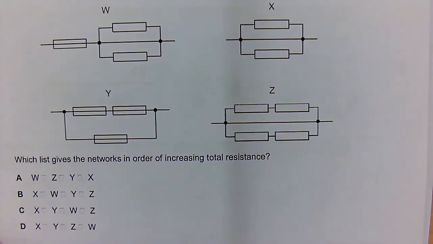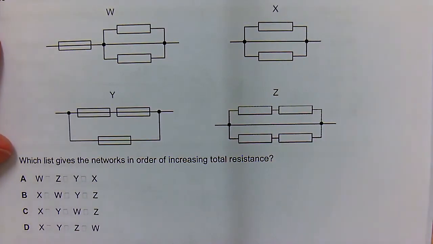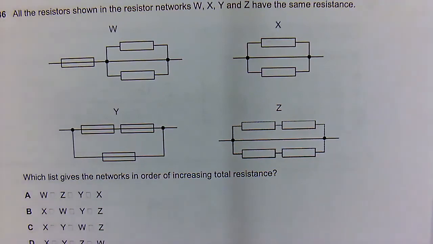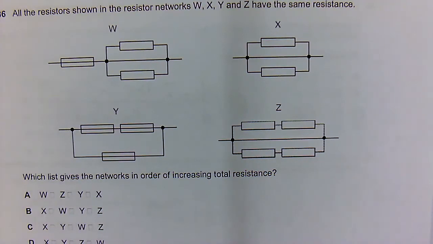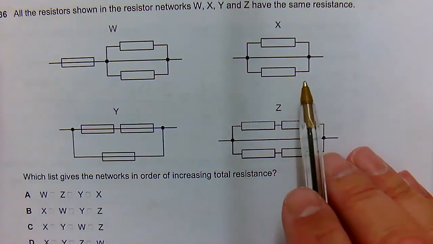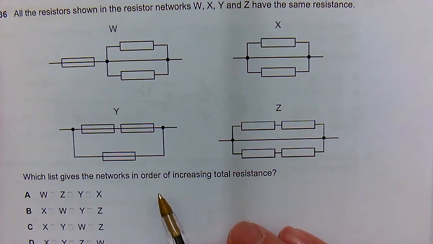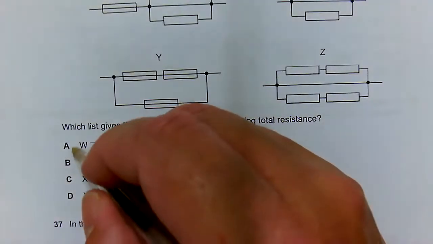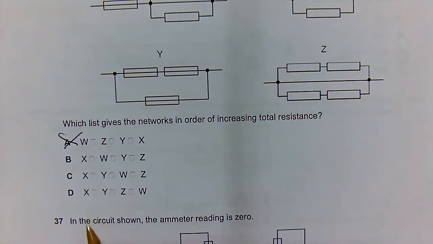Next one, you've got all the resistors, and these are supposed to be resistors, they're not fuses. I do apologize about it doing weird things. So it says all resistors here have the same resistance. So what are they in order of increasing total resistance? So this one, obviously it's got resistance of 0. So A is out straight away. So it's definitely going to start off with X.